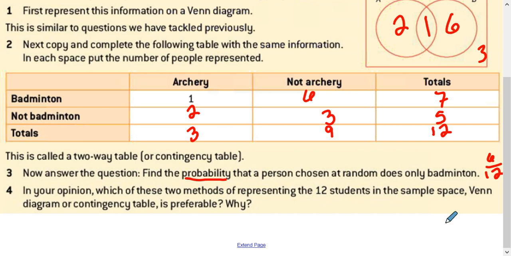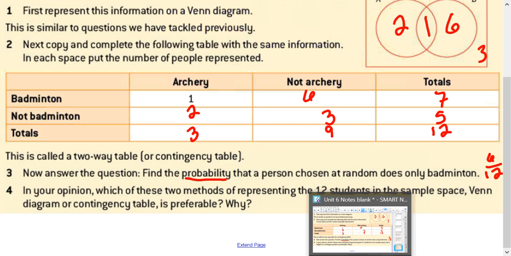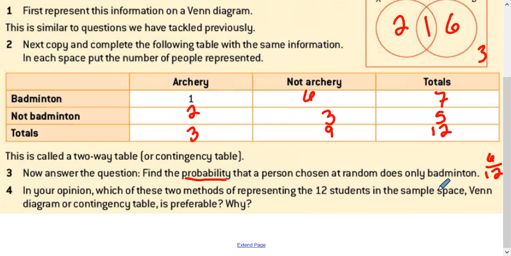So then the question is, which of these, in your opinion, representing the 12 people in the sample space, is preferable for you? Do you like the Venn diagram, or do you like the two-way table? Two-way table? Anybody like the Venn diagram? I think the Venn diagram is easier for me, but it's easier to find.